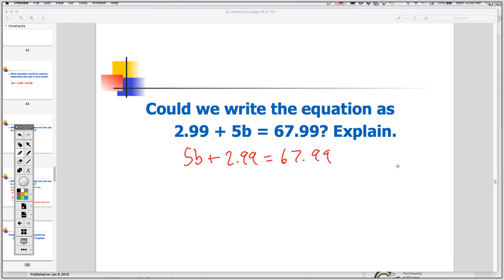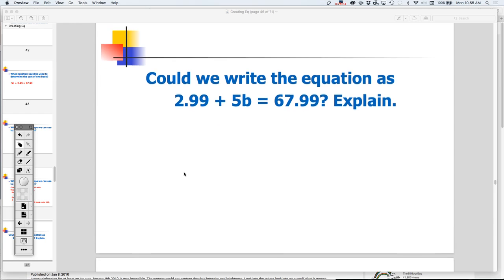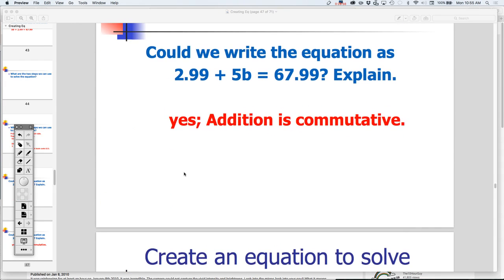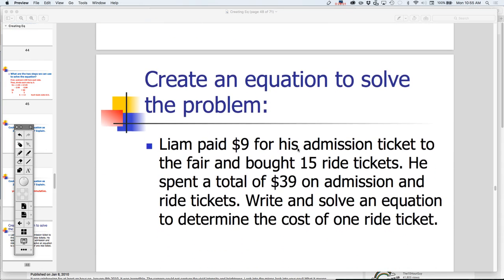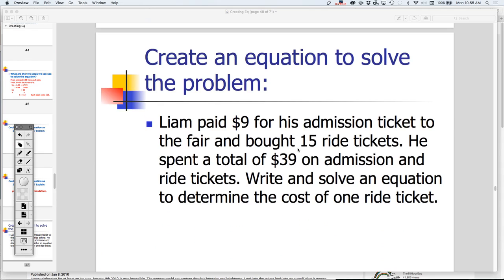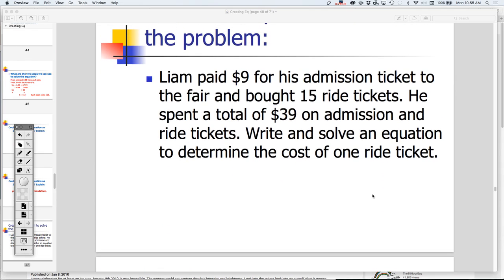Creating the equation to solve the problem. Liam paid $9 for his admission ticket to the fair and bought 15 ride tickets. He spent a total of $39 on admission and ride tickets. Write and solve an equation to determine the cost of 1 ride ticket. What's the first thing you would want to do to kind of make this easier?